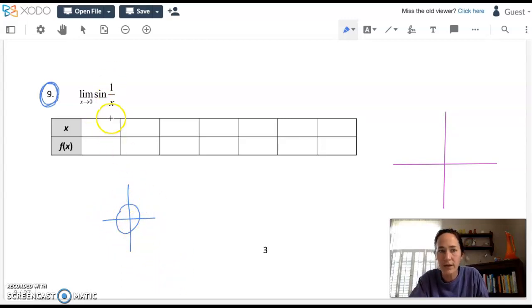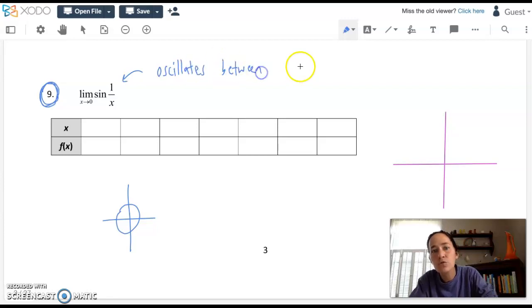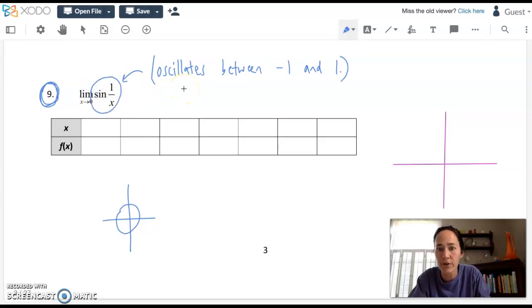And as 1 over x changes from value to value, sine of 1 over x is going to oscillate between two fixed values, negative 1 and 1. 1 is the highest this whole expression will ever get to, negative 1 is the lowest. And it's going to bounce in between any number of times as x is approaching 0. There is going to be a problem with this limit, and let's jump straight to a graph.